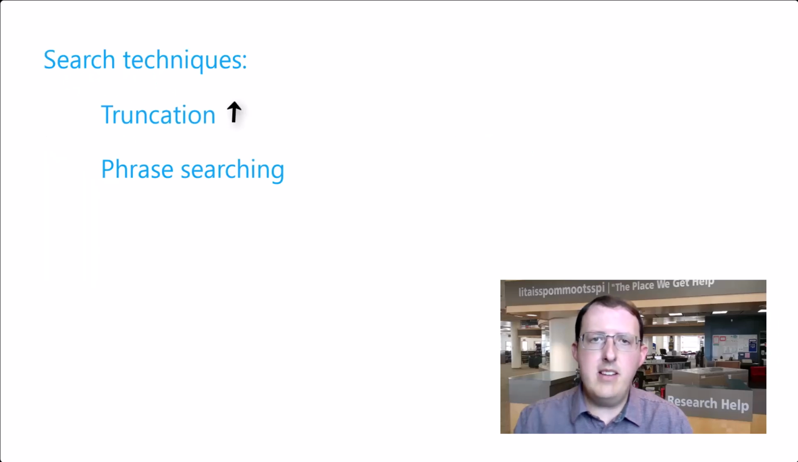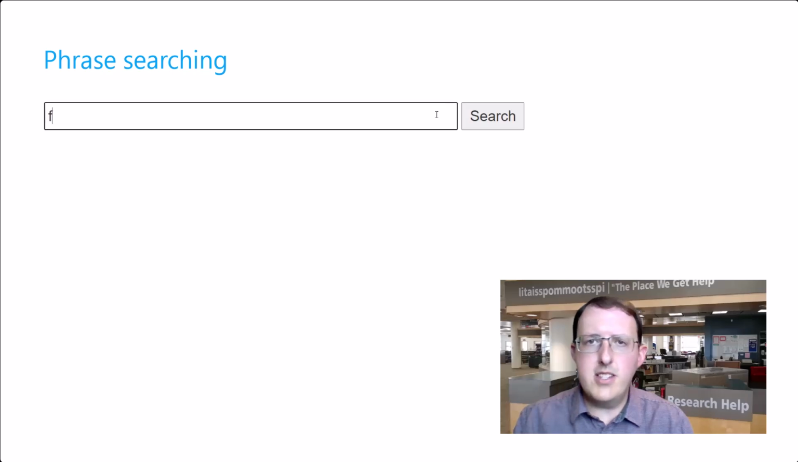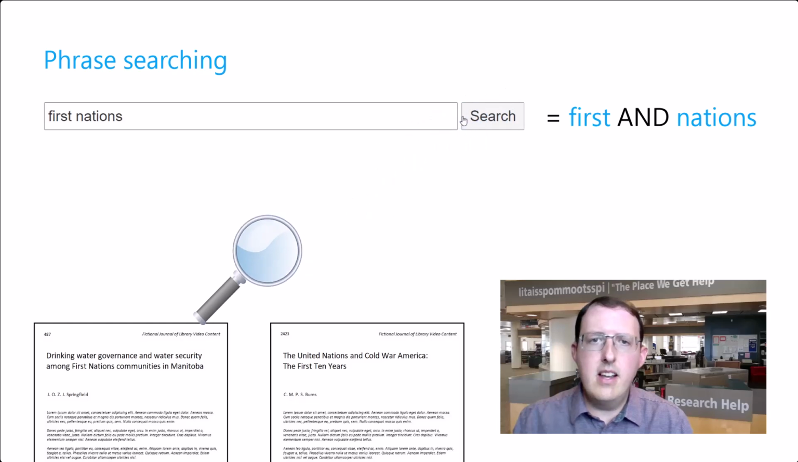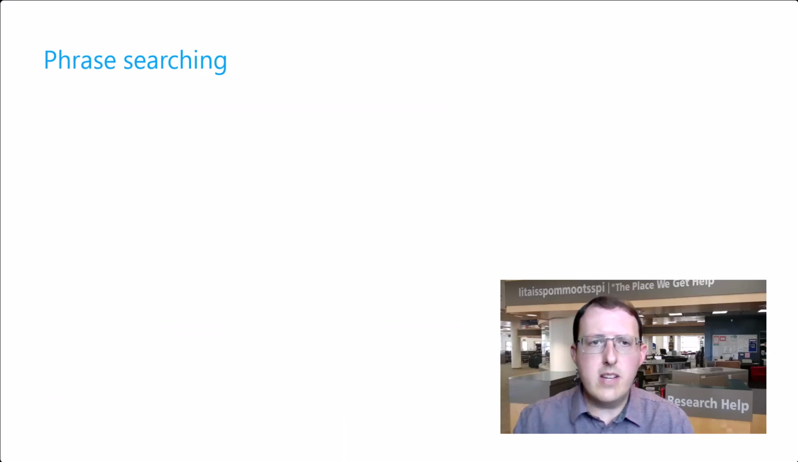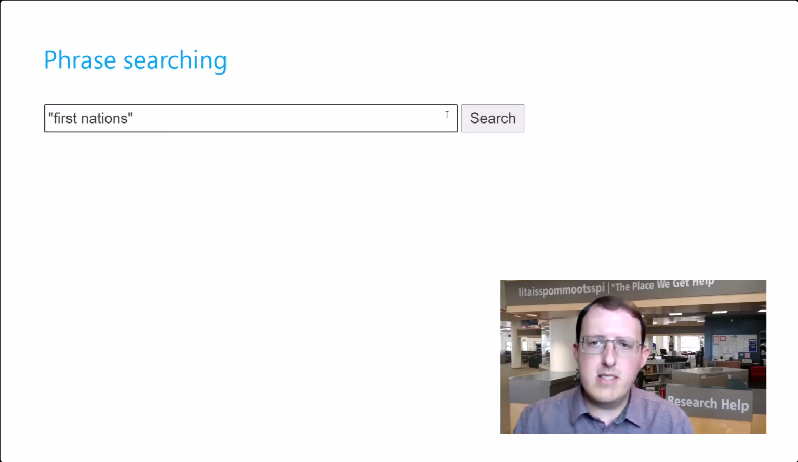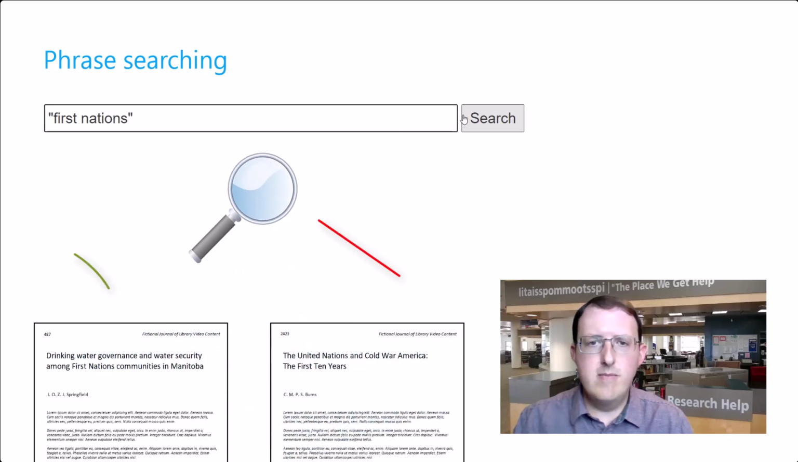While truncation will expand your results set, phrase searching will reduce it. Sometimes, the search terms we use comprise multiple words. For example, we might run a search for First Nations. But most databases will read this as First and Nations. They will return results that include both words, but they might not occur together. Clearly, this could net us a lot of irrelevant results. Fortunately, we can use a phrase search to remedy this problem. Enclose the words in quotation marks, and the database will only return results including those words together, in that order.